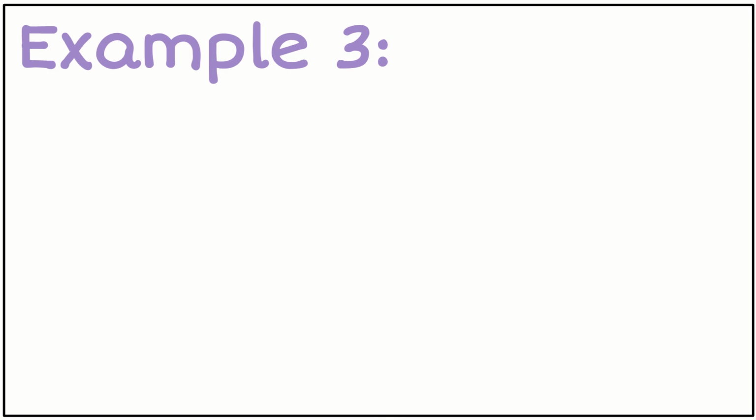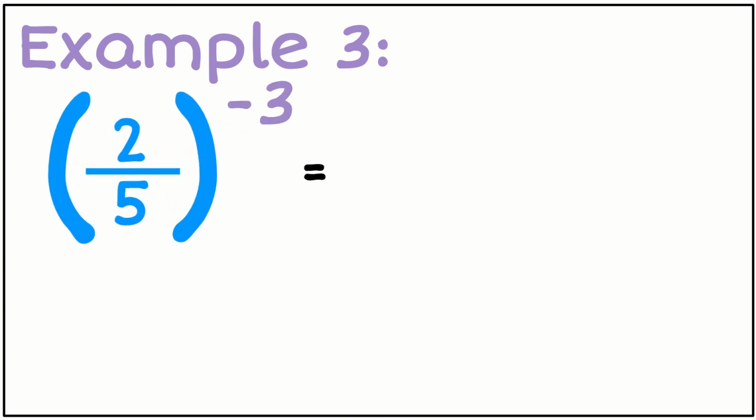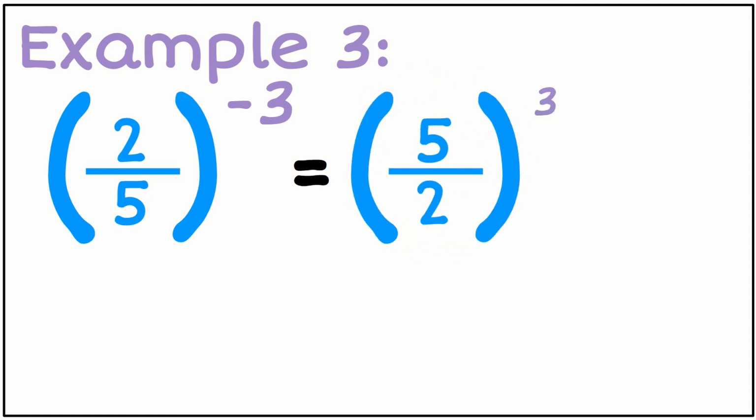Let's look at a third example. What if I have a fraction to the power of a negative? So 2/5 to the power of negative 3. So we can turn that fraction upside down. And as we turn that fraction upside down and do our reciprocal, the power changes to being positive. So now I've got 5 over 2 to the power of 3.